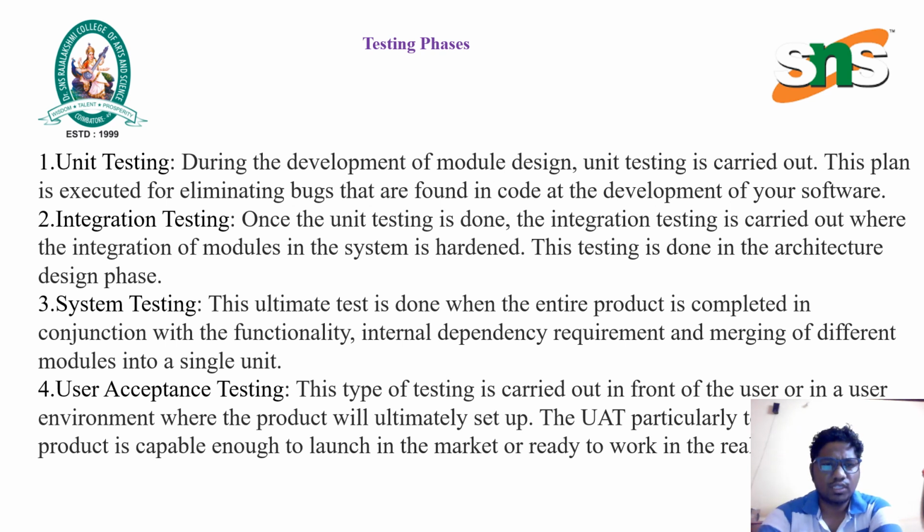The testing phases are unit testing, integration testing, system testing, and user acceptance testing. During the development of the module design, we carry out unit testing. System testing is the ultimate testing of the entire product, covering the functionality, internal dependencies and requirements, and merging of the different modules into a single unit. Fourth is user acceptance testing. This type of testing is carried out in front of the user or in the user environment where the product will ultimately be used.